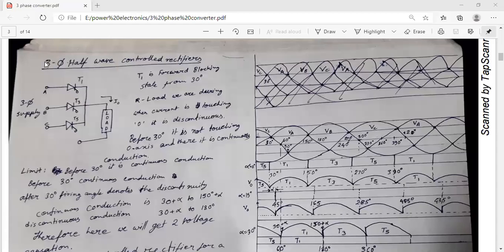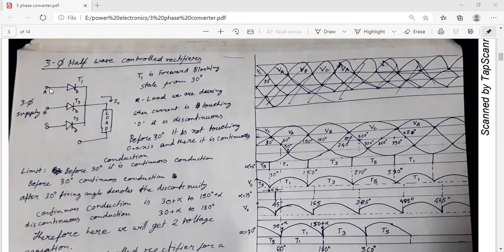So this is a three-phase half-wave controlled rectifier. You can see that it is a controlled rectifier. This is a three-phase controlled rectifier, which means three thyristors are connected across the three-phase supply. Each phase is denoted by phase A, phase B, and phase C.